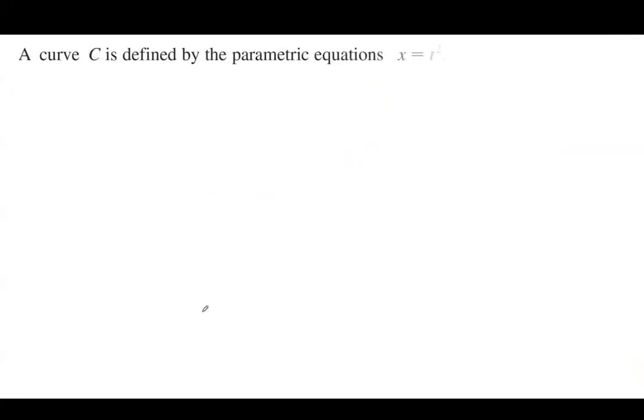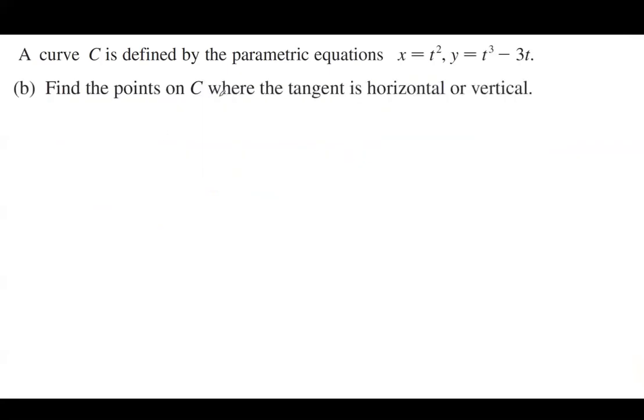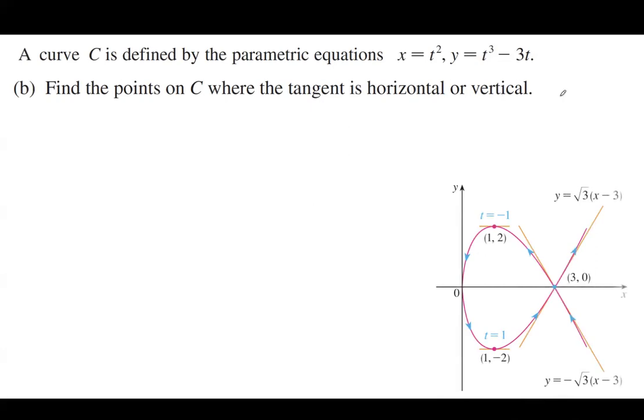Let us go back to the exact same parametric equations. The question says find the points on the curve where the tangent is horizontal or the tangent is vertical. This is the visualization of the graph. This curve doesn't represent a function because it doesn't pass the vertical line test. And at the point (3, 0), as we saw, we have two tangent lines. One of them is increasing because m is positive, and the other one is decreasing because m is negative.